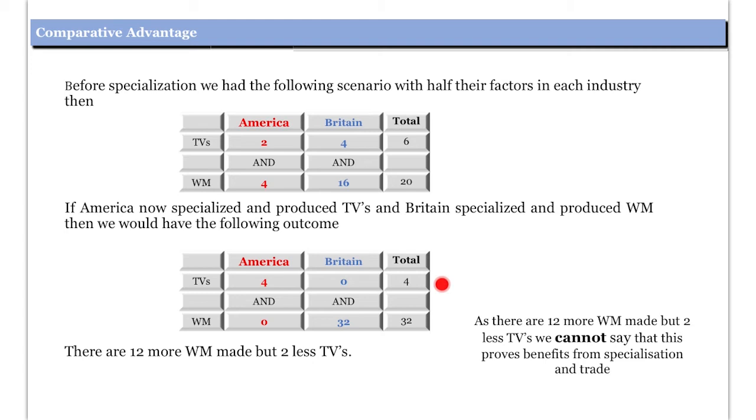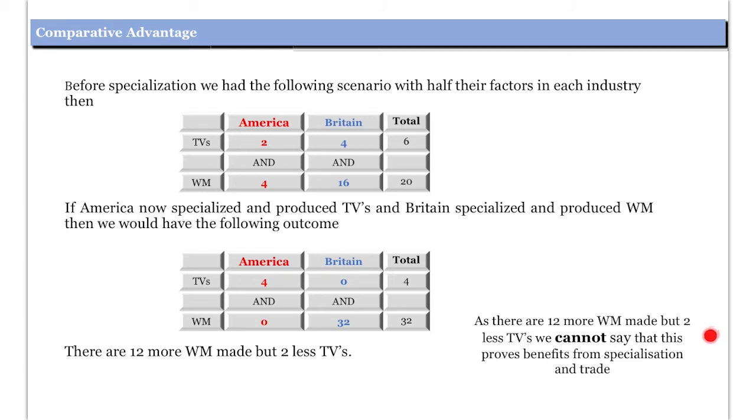So there's 4 TVs and there's 6 washing machines if we didn't specialize. And you're always going to have that, and that's a problem. And that's what you've got to be able to explain in the exam and in any analysis, and then show gains from trade.